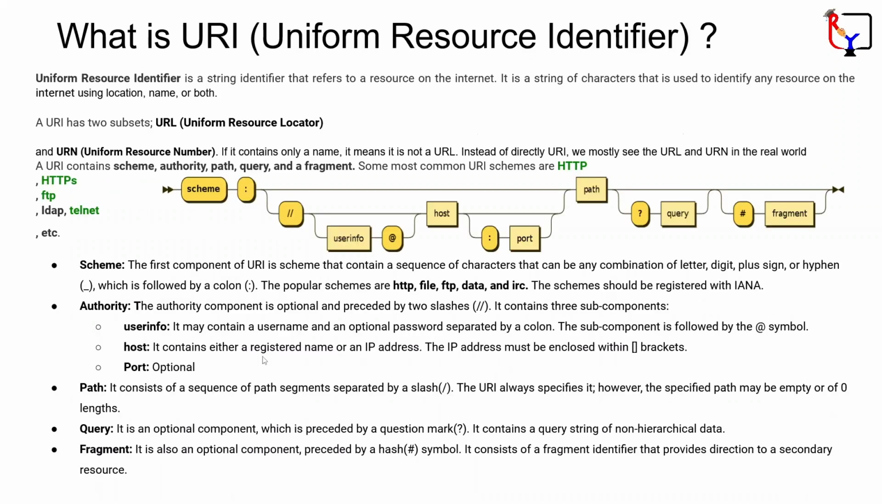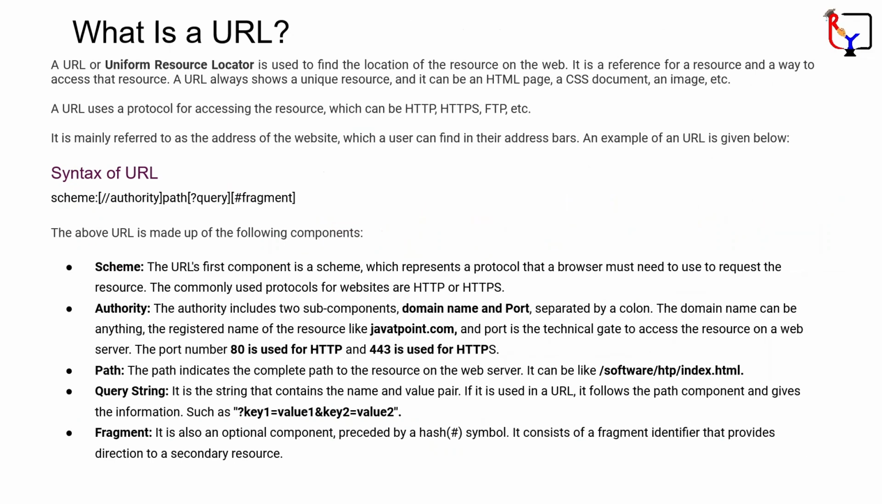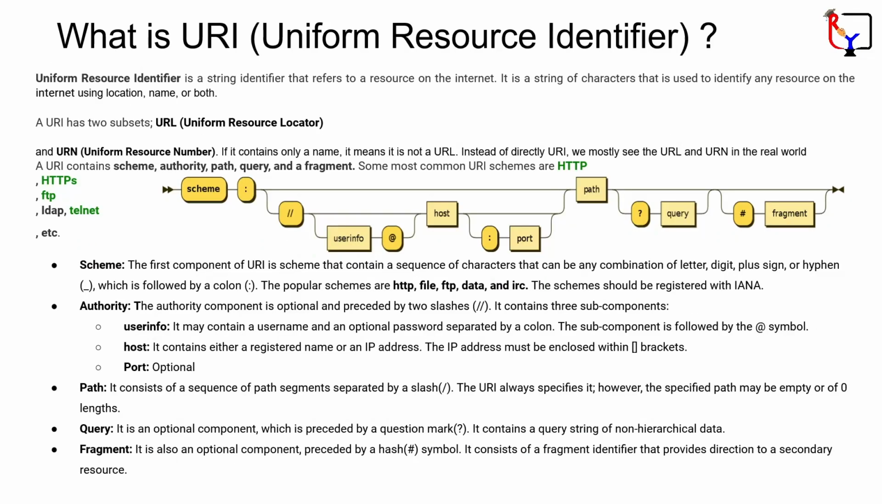Okay, now what is a URI? URI is Uniform Resource Identifier. A Uniform Resource Identifier is a string identifier that refers to a resource on the internet, not the web. These are both different: a resource on the web and a resource on the internet are different. It is a string of characters that is used to identify any resource on the internet using location, name, or both. A URI has two subsets, URL and URN: Uniform Resource Locator and Uniform Resource Name.